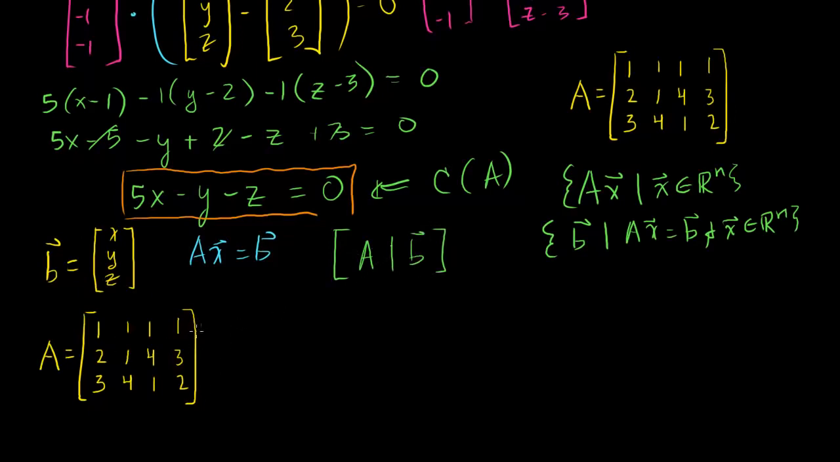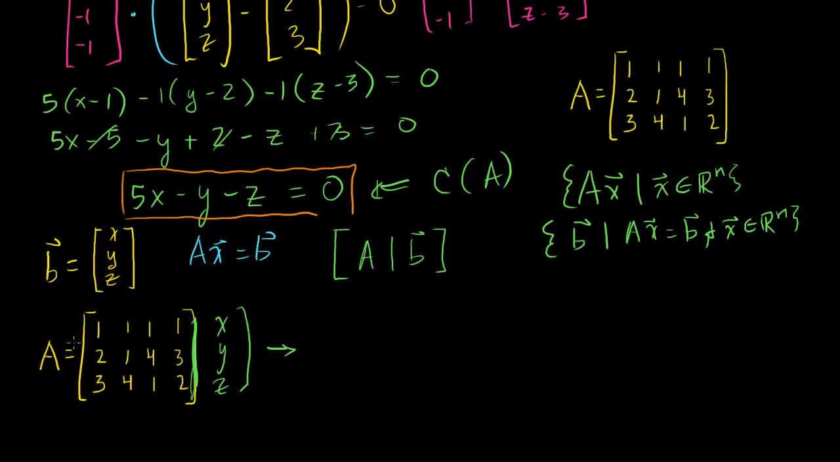So let me do that. If I just augment this matrix right here with b, so I write x, y, z. So this is A augmented with b. This is A, this is b. Let me put this in reduced row echelon form and find the solution set. These are the x, y's, and z's that define a valid b.